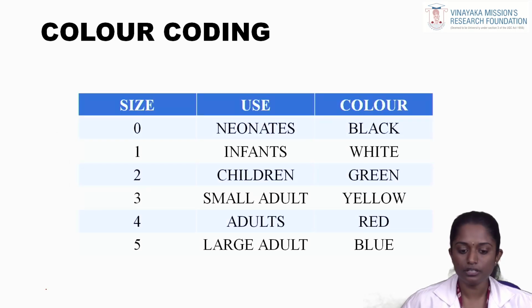Now we have color coding for this oropharyngeal airway, that is size, color and uses. First is size 0. Size 0 is used for neonates and the color is black. Size 1 is for infants, color white. Size 2 is for children and it is green. Size 3 is for small adults, yellow. Size 4 is for adults, red, and size 5 is for large adults, blue. Based on the patient, we have to select the appropriate size.